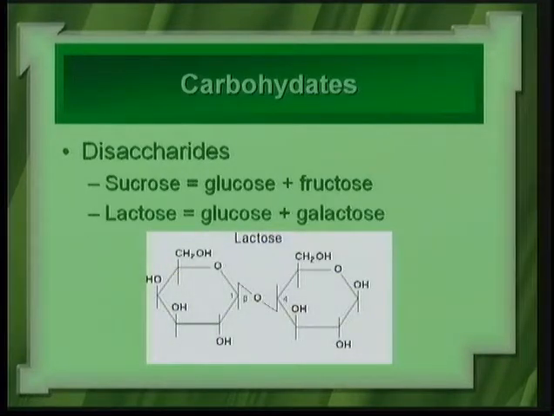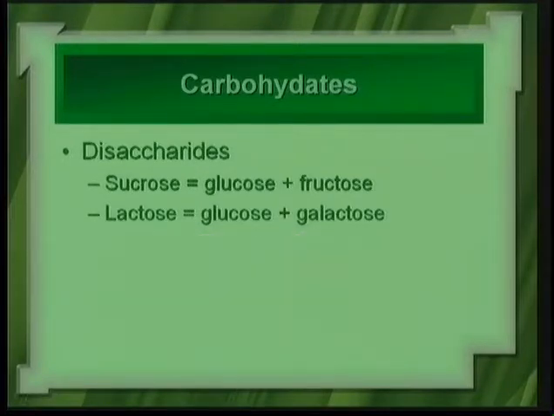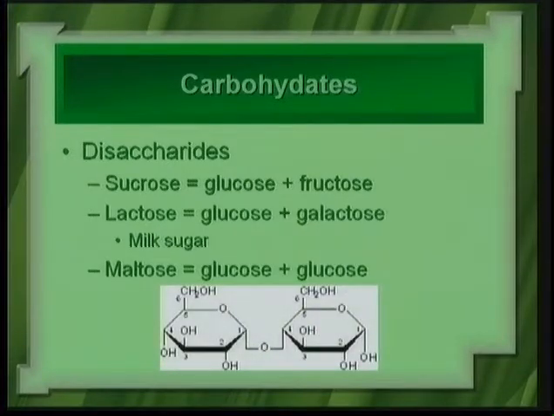Also you have lactose. So lactose is in this kind of configuration where you have one glucose and one galactose covalently bonded. And of course, lactose is milk sugar. It's in human breast milk as well as other kinds of milks, which are of course produced by mammals. And then you have maltose, which is two glucose units covalently bonded together.